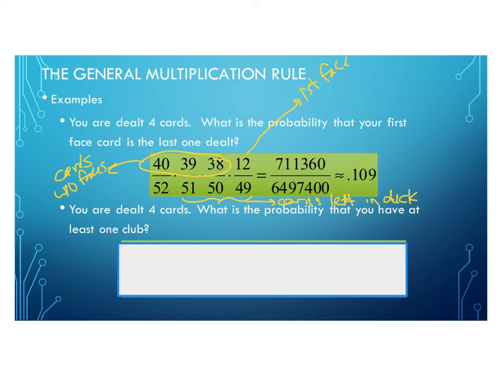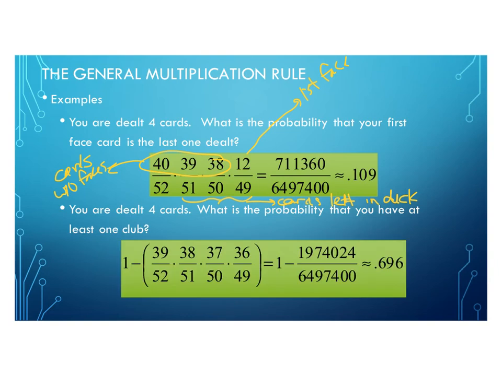Next problem, you are dealt 4 cards. What is the probability that you have at least 1 club? Well, remember with an "at least" problem, it's a little strange, right? I want to do the opposite of what it says. I know an "at least" problem means I'm going to do 1 minus the probability of no clubs. If I don't do it this way, I have to find every possible combination and add the sequence together. It's just much easier if we take 100% minus the opposite of what the question is asking.